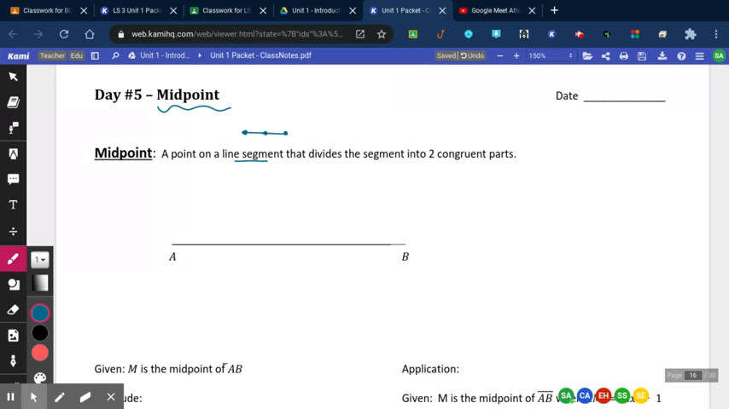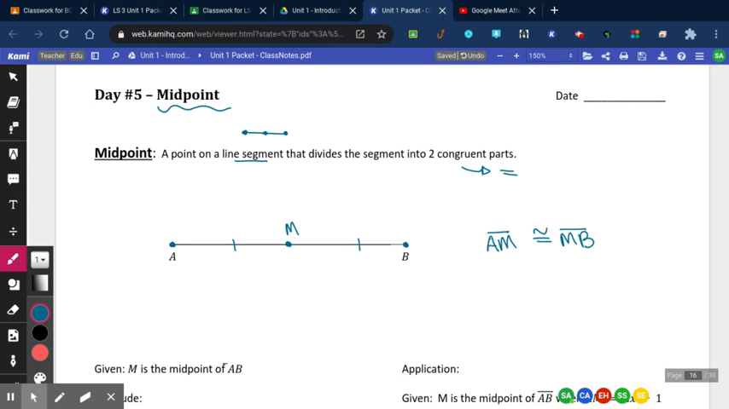So here's a diagram below. I have a segment AB. I'm going to put a point in the middle and call it M, for midpoint. It cuts this segment basically in half. It divides it into two congruent, or equal, parts. So that would tell me AM would have to be congruent to MB.